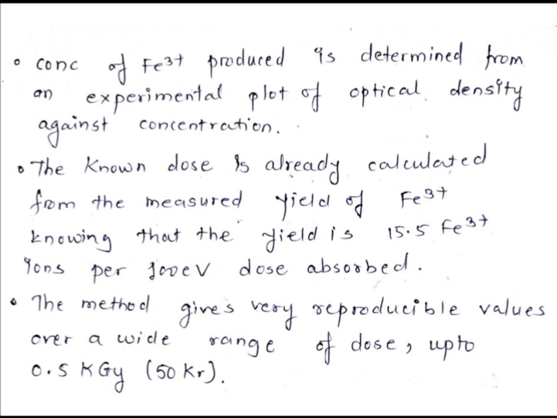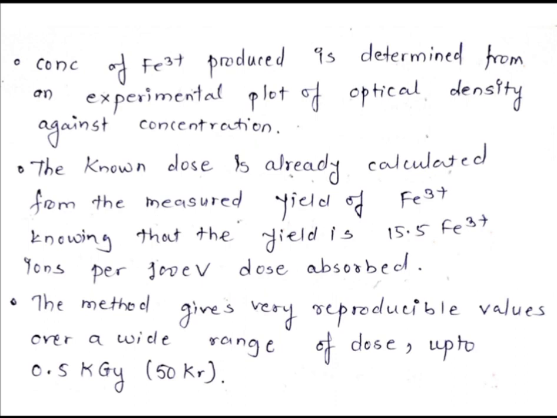Because we have already provided a fixed dose, or a fixed amount of radiation, to the substance, the known dose is already calculated from the measured yield of Fe3+, knowing that the yield of Fe3+ is 15.5 ions per 100 electron volt dose absorbed. It means simply that the yield is 15.5 ions when we have provided the 100 electron volt dose, and that was absorbed by the Fe solution.